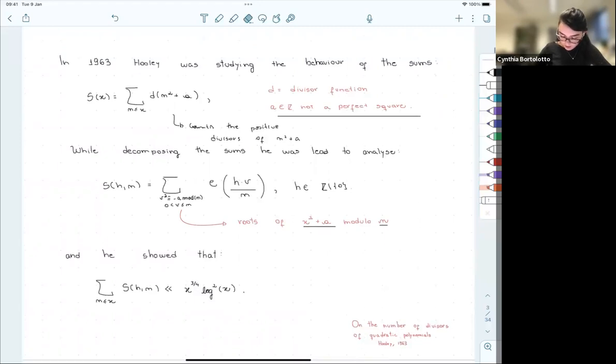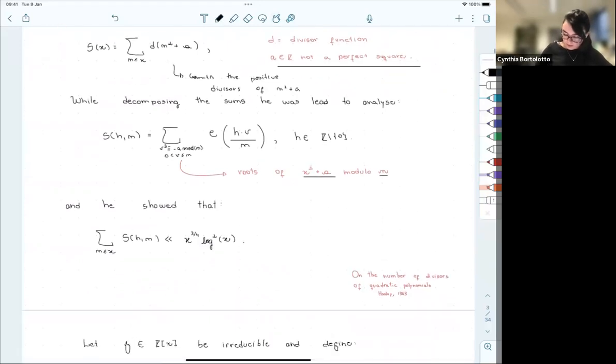And when we sum over all n smaller than x, he got this asymptotic bound. So we get an x to the 3/4 times log squared of x.